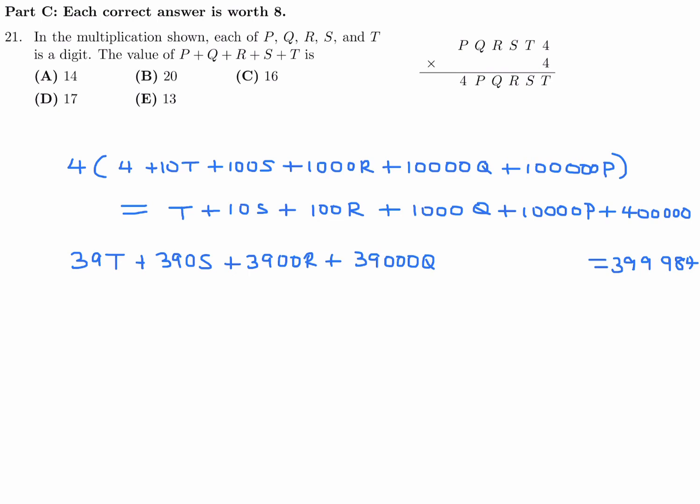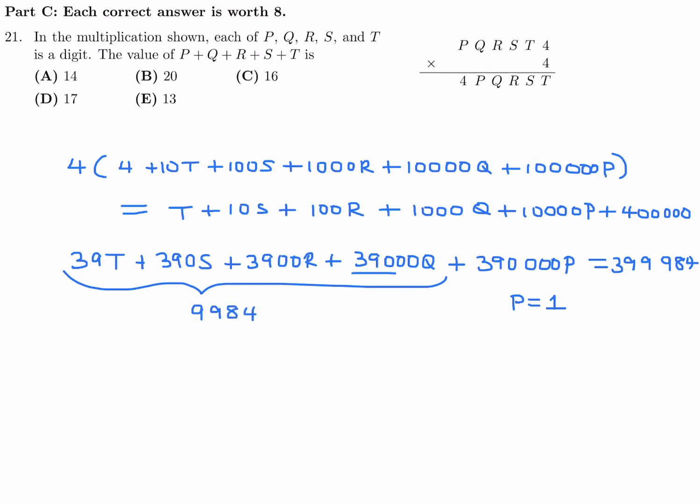And then finally, 400,000P minus 10,000P is 390,000P. Okay, so now we got to match all this up. I think P will be 1. That will fit perfectly. If P is 1, I've got to figure out this to be 399,984 minus 390,000, and that is 9984. Okay, so that's got to be 9984.